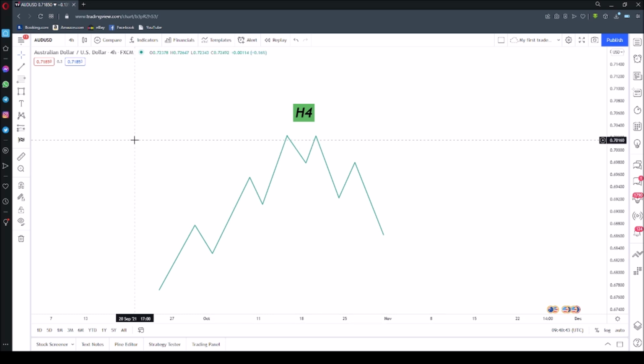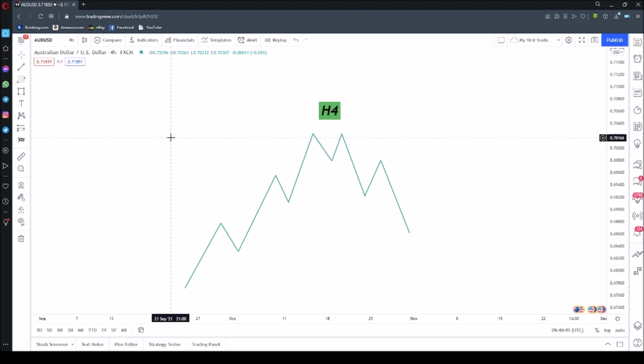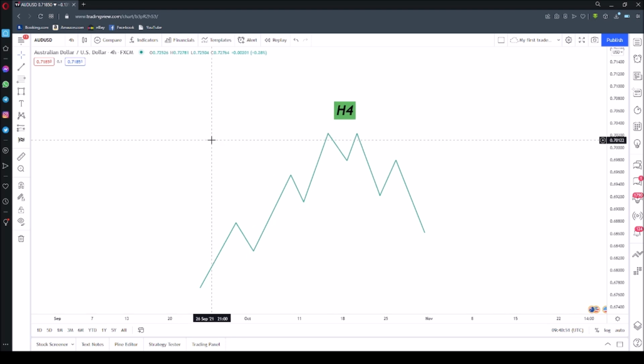So the first thing in order for you to use order blocks is actually to determine trend. As we all know, whatever we do on smaller time frames is trying to build up what we want to achieve on higher time frames.